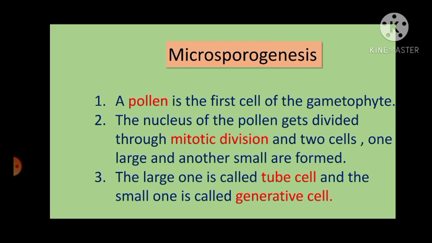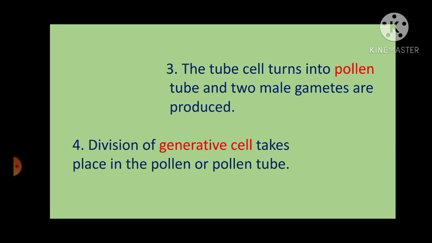The nucleus of the pollen gets divided through mitotic division into 2 cells. You already know what is mitotic division. One large and another small are formed. The large one is called tube cell and the small one is called generative cell. So remember this, the large one is called tube cell and the small one is called generative cell. The tube cell turns into pollen tube and 2 male gametes are produced. Division of generative cell takes place in the pollen or pollen tube.